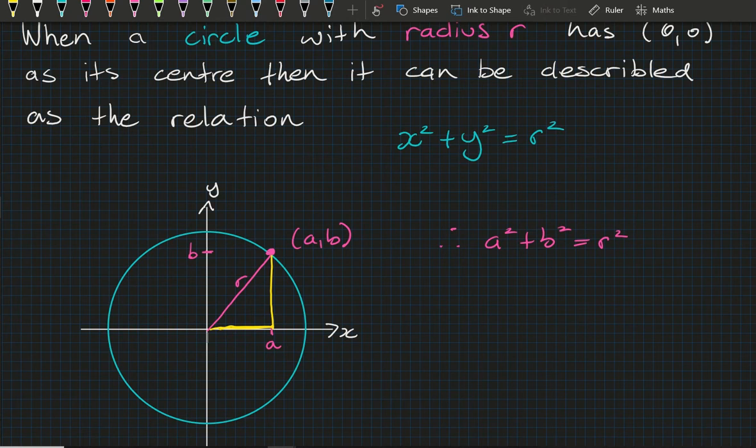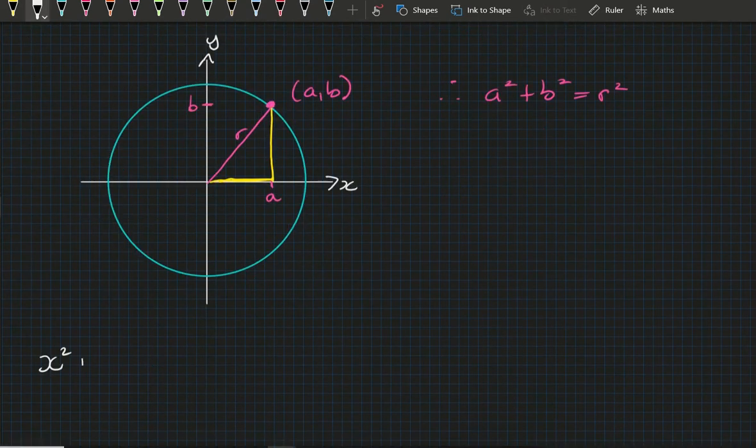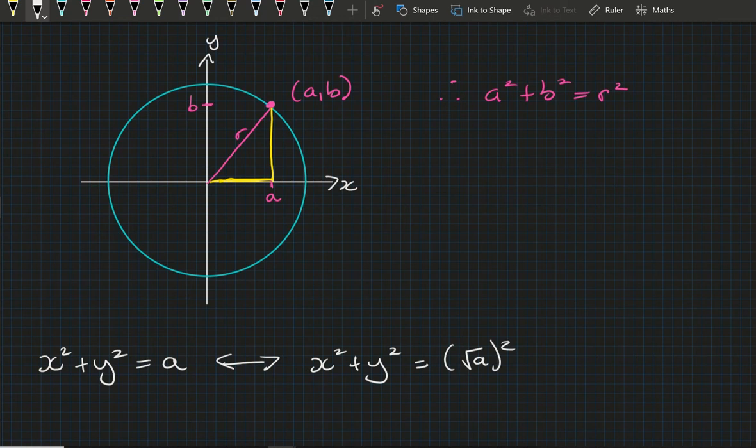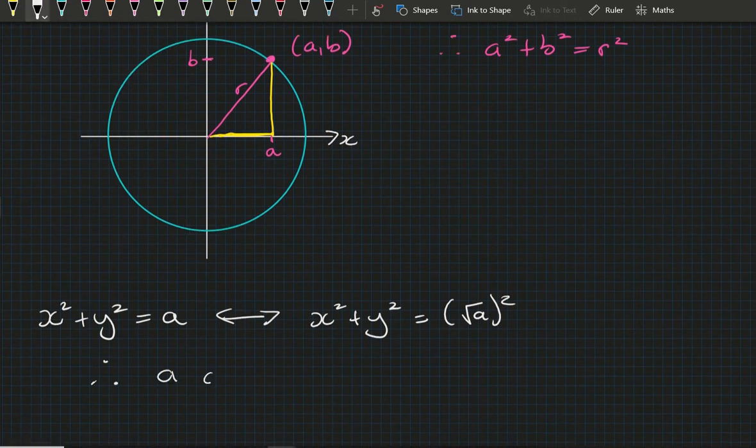Also, if you're given the relation in the form x squared plus y squared equals a, then that's the same as saying x squared plus y squared equals the square root of a, squared. And so that means if we're given x squared plus y squared equals to this number that's not squared, we just end up with a circle that has a radius of its square root.